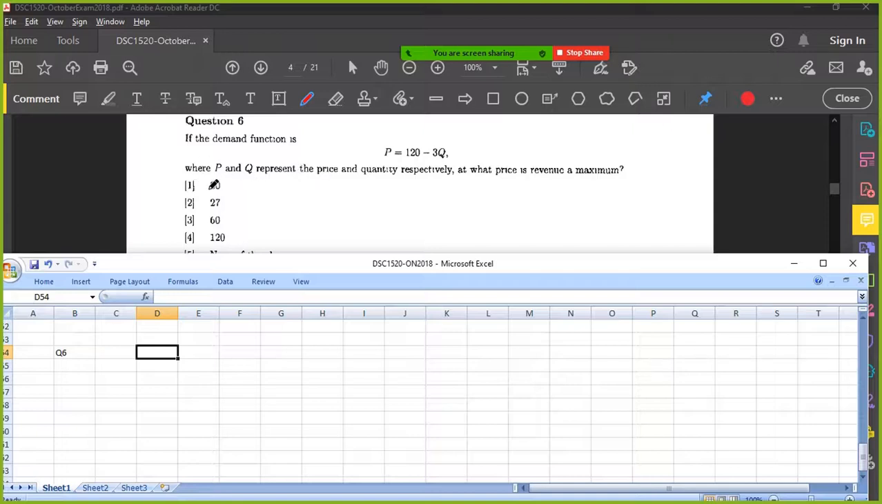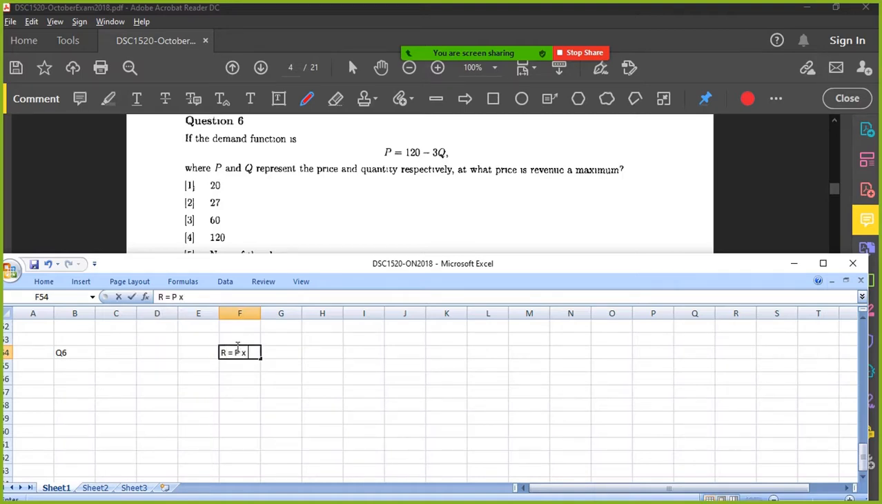All right, this one, demand is this. P and Q represent price and quantity. They want to know at what price revenue is a maximum. Notice that word, maximum, so that's derivative again. Revenue. Do you see that? Yes. Okay, so how do I get revenue?